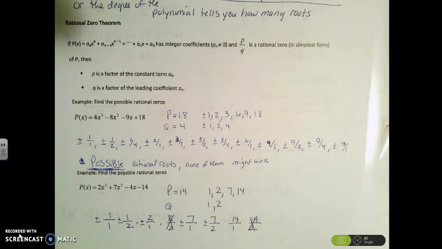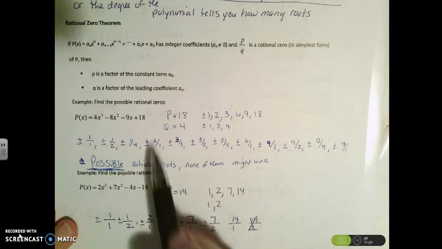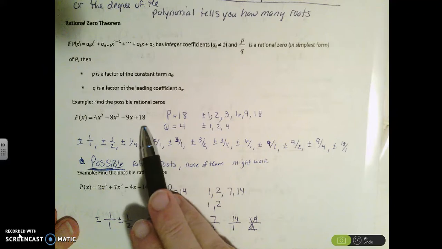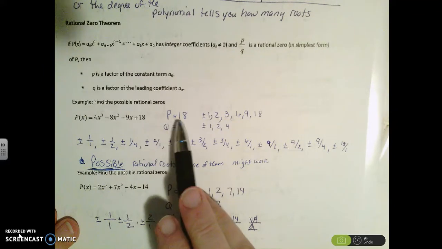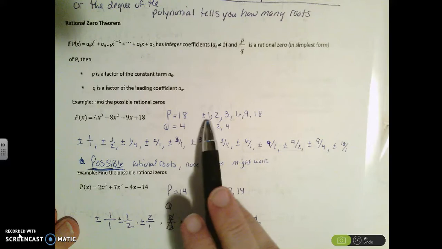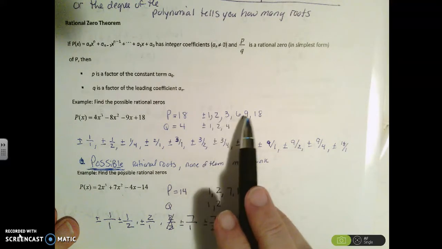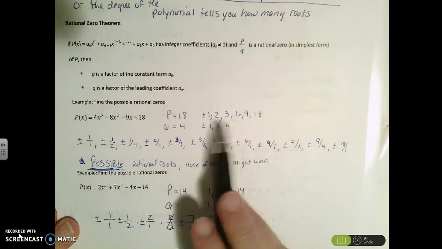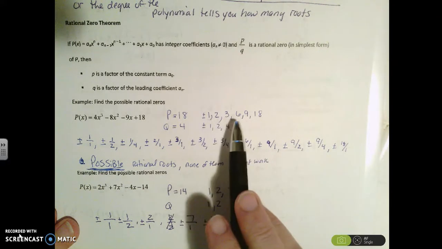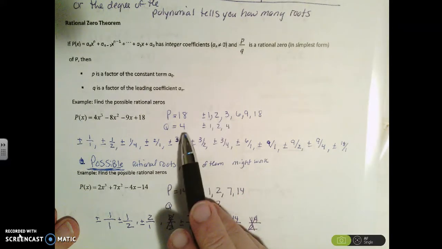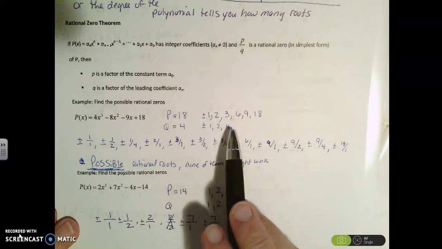A rational number is any number that can be written as a fraction. For example, the square root of 2 is not rational. It is possible that you could have that as a zero, it's just not going to show up in this list. To find the rational roots, you take all of the factors of the last term. All of the factors of p are going to be 1, 2, 3, 6, 9, and 18. So 1 times 18, 2 times 9, 3 times 6. And all the factors of q are going to be 1, 2, and 4.